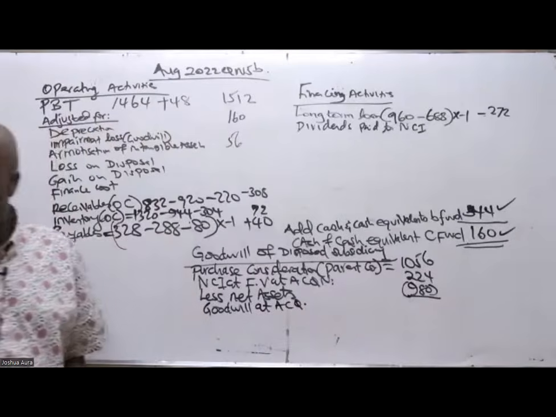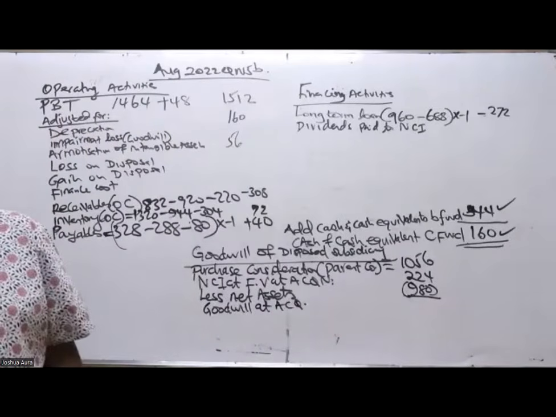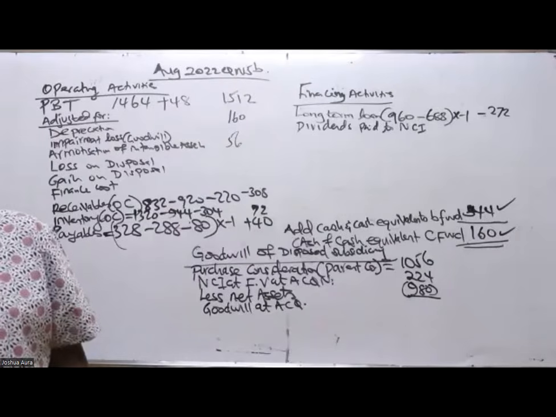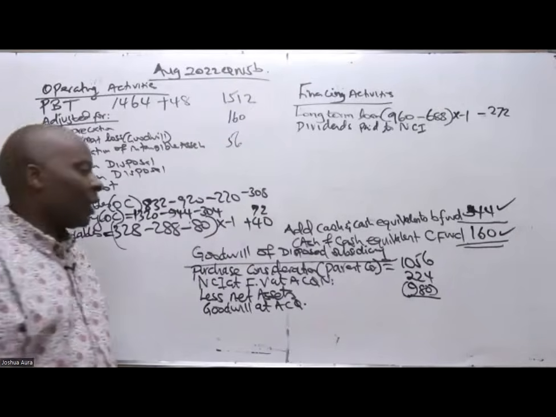Is there somebody who already has this figure? I can see answers here. Goodwill at acquisition, 300. Thank you so much, Brandy, 300.